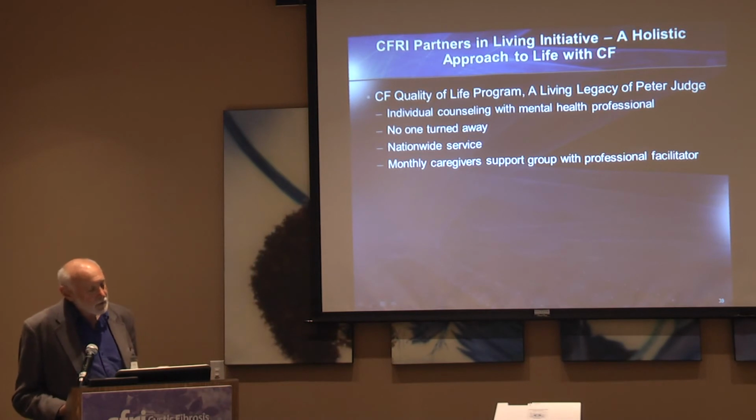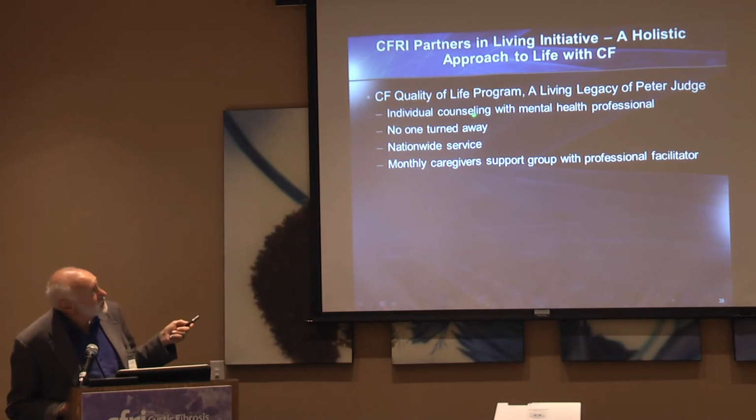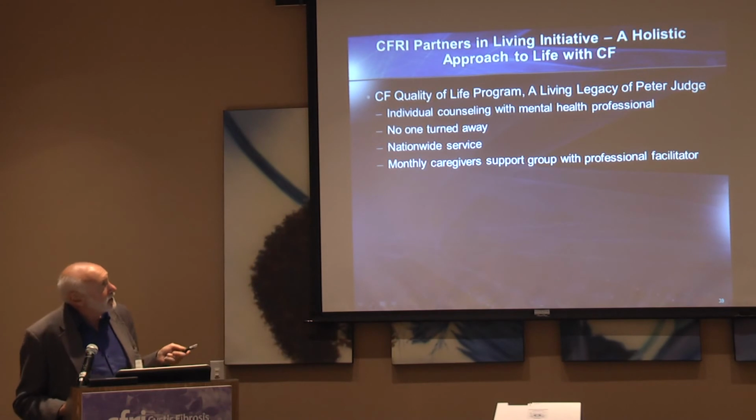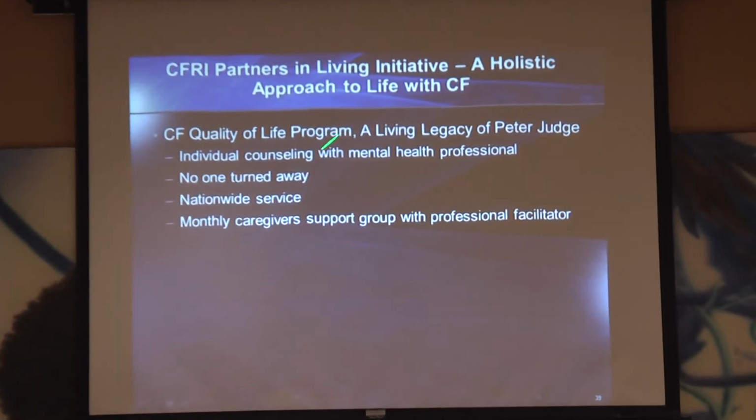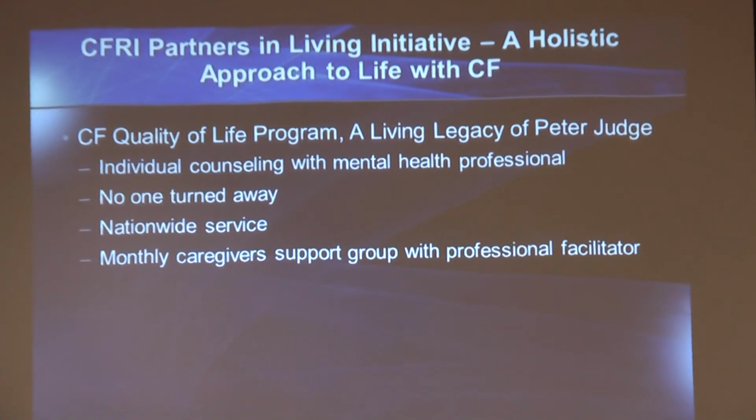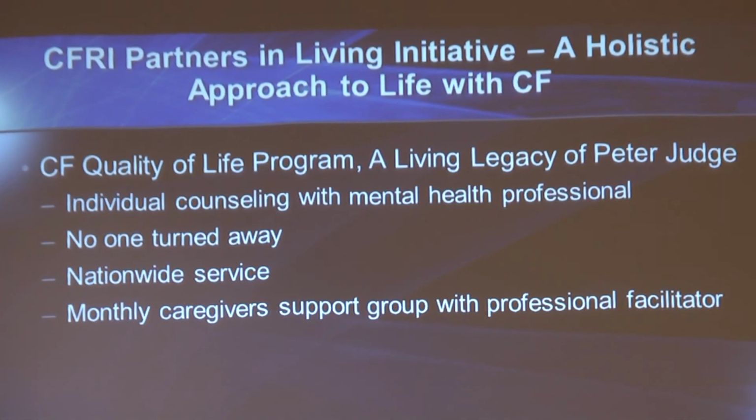So what are the components of the quality of life program? Well, the first thing is individual counseling with a mental health professional. This is one-on-one counseling, and it can be done either in person or through technology remotely. One of the most important things about this program as we designed it was that it was crucial to have no one turned away. So financial ability is off the table. A sliding scale is used, and if someone can't pay, then the cost is picked up by CFRI through the grant that's funding this program.